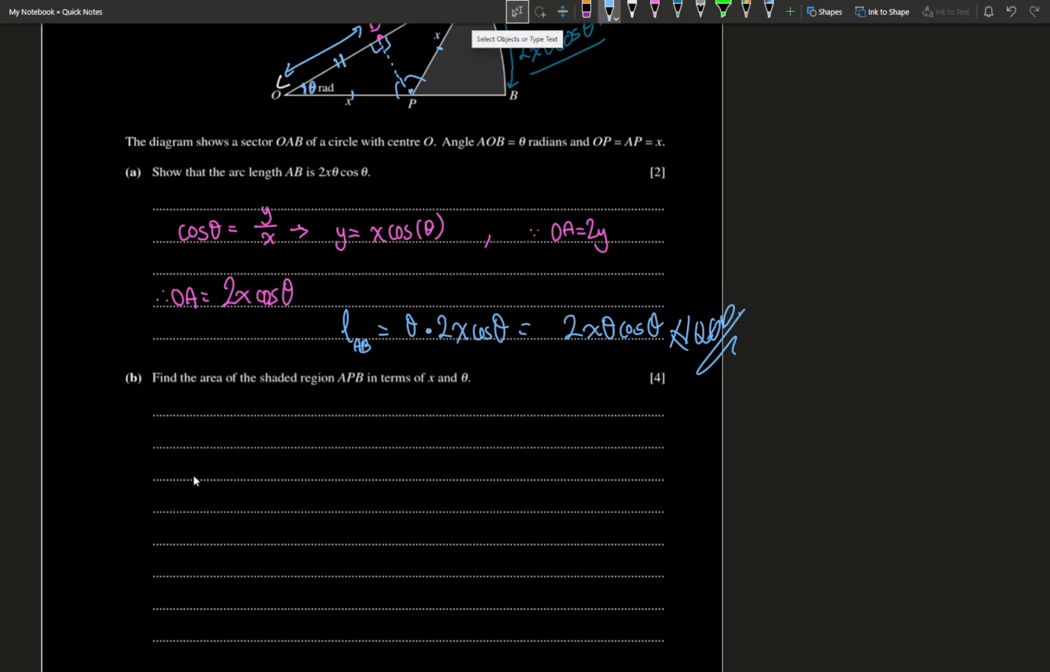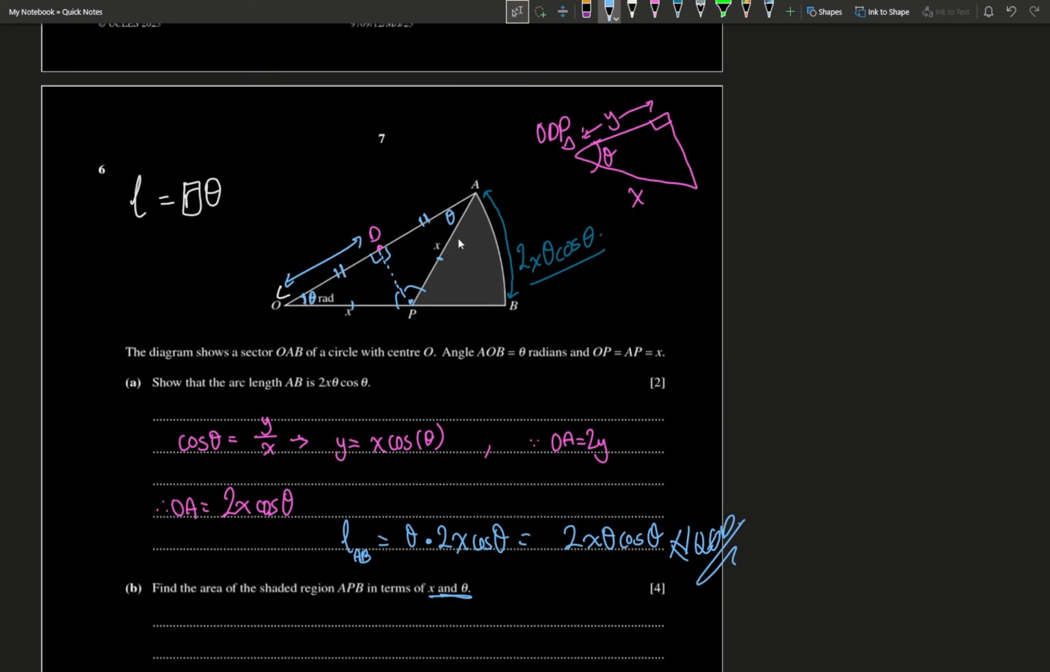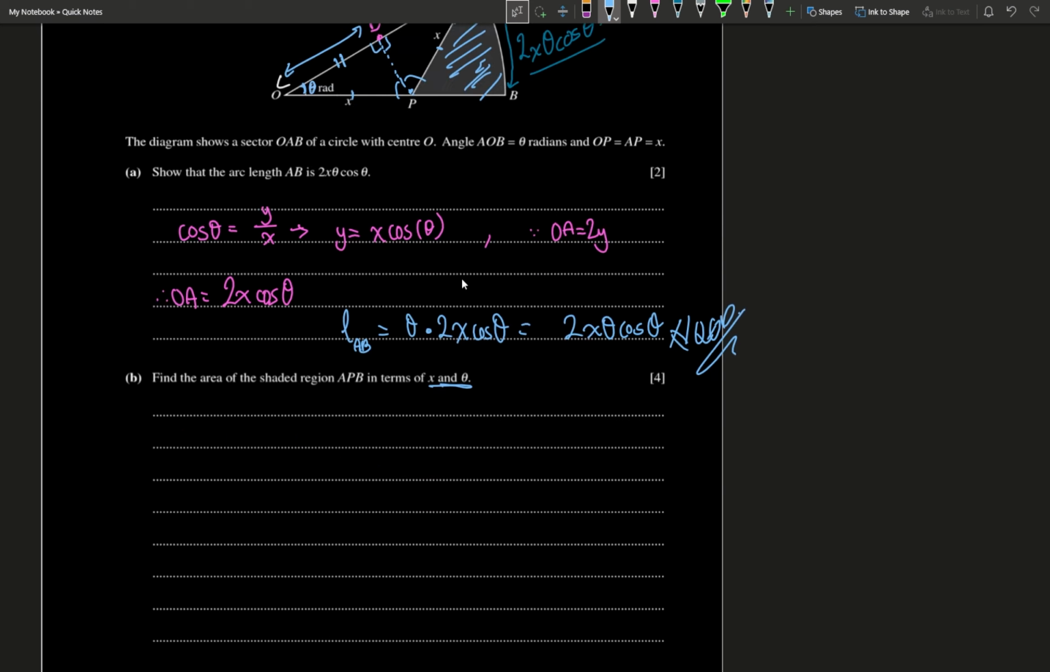Okay, part B. Find the area of the shaded region APB in terms of x and theta. The area of the shaded region APB, where is it? This is the shaded region right here. As you can see right here, we can define the area of the shaded region APB.